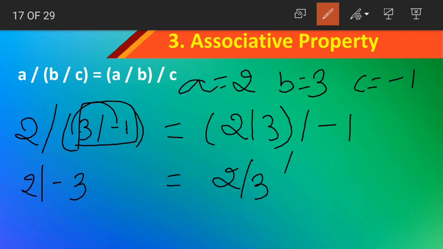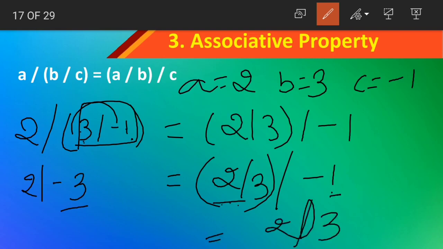Again, divided by what? Divided by minus 1. 2 by 3 whole divided by minus 1. Now, any number divided by 1 becomes the number only. Like 3 divided by 1 gave us what? 3. In the same way, 2 by 3 divided by 1 will also give us 2 by 3. And coming to the signs, numerator is positive and denominator is negative. So the final answer will also be negative.